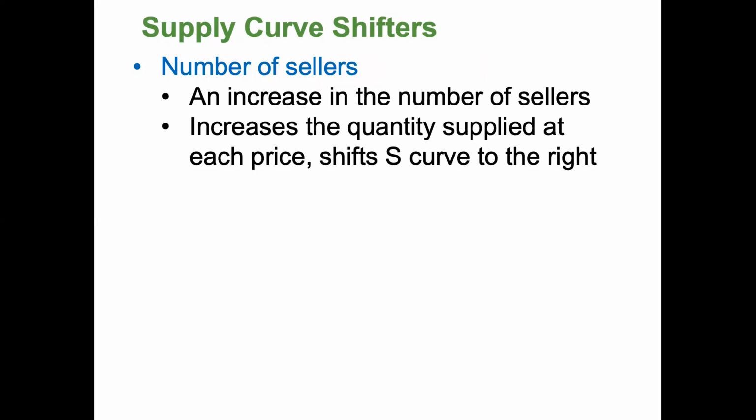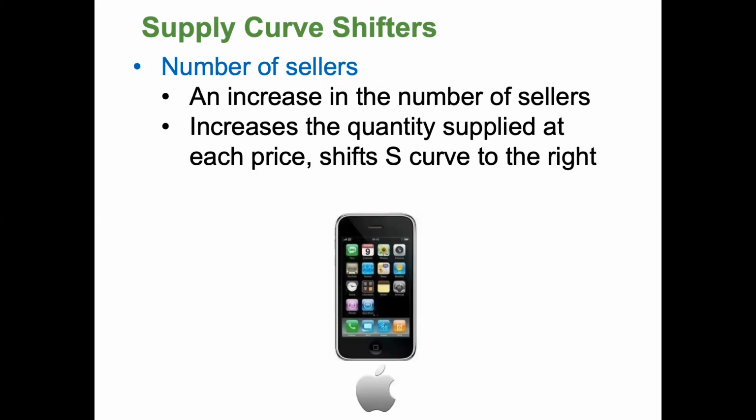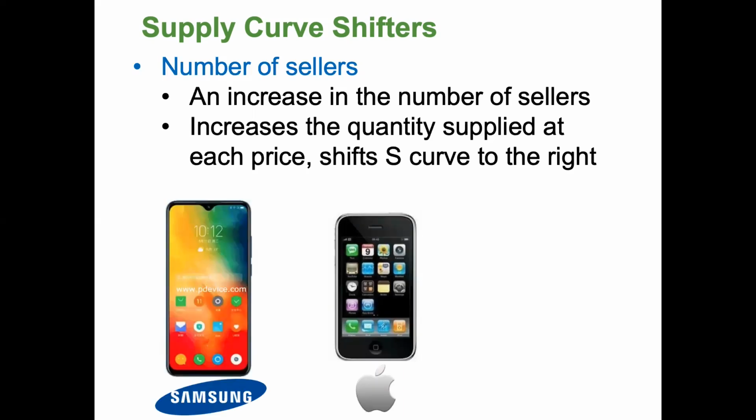Number of sellers. An increase in the number of sellers increases the quantity supplied at each price, which shifts the supply curve to the right. Here's an example. Back in 2007, Apple was the first seller of smartphones. Now, the supply curve for smartphones has greatly shifted to the right with more sellers from Samsung to Google.